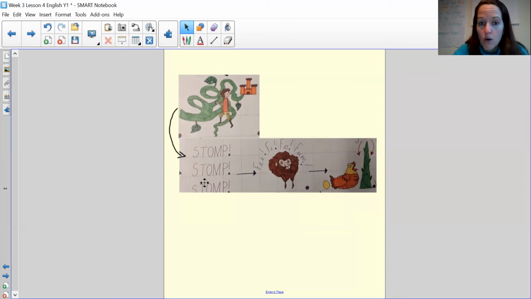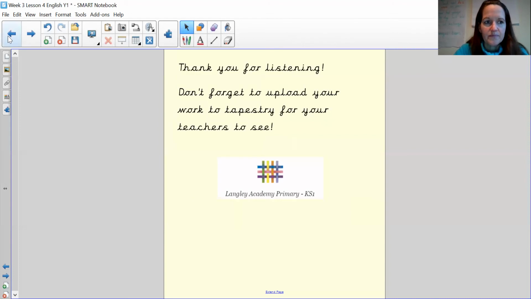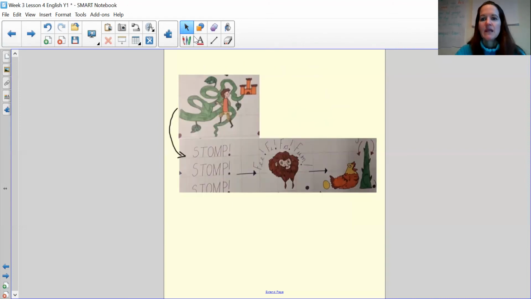So we have 4 pictures to write. Now remember, if you're not able to write all 4, just try your best. And remember your punctuation if you can, keep in your exclamation marks. So let's start to do some writing.